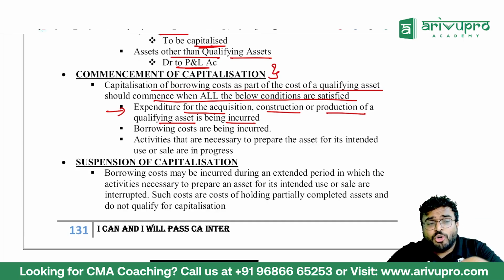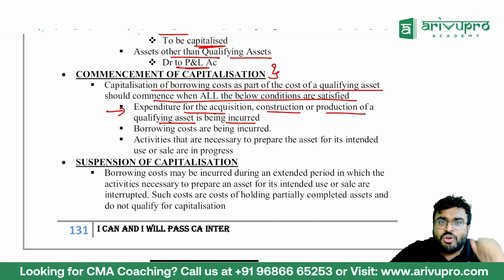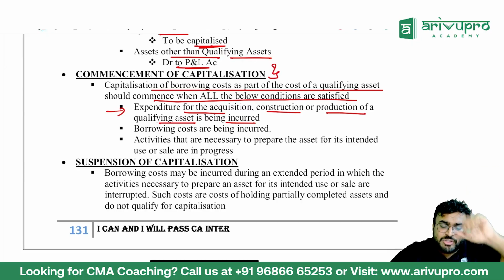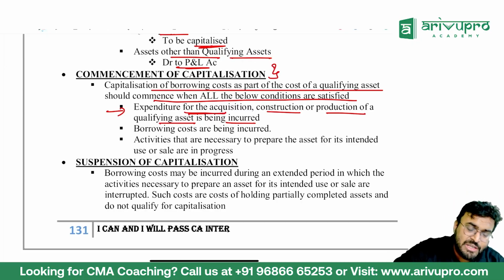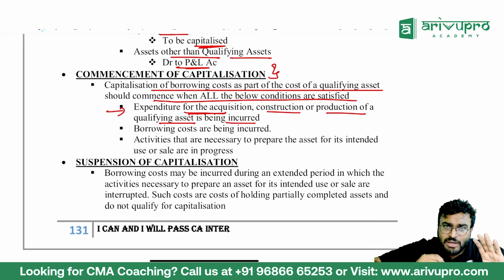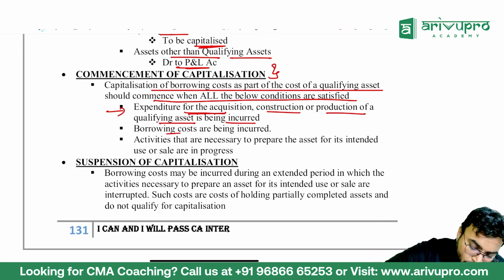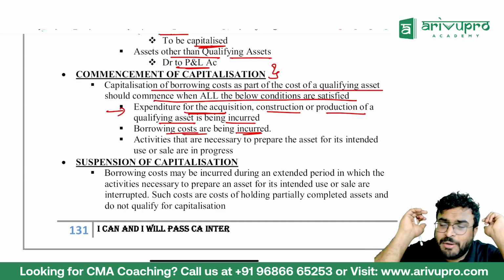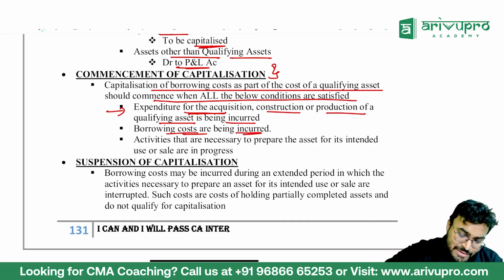I told you, you took a loan but you did not start the construction, no capitalizing. You took a loan but you did not start the construction of the building, then it is not going to be capitalized. So expenditure for acquisition, construction or production should be in progress. That means you took the loan and the work is happening. Borrowing costs are being incurred. Work is happening but you did not take the loan, then there is no concept of capitalizing.